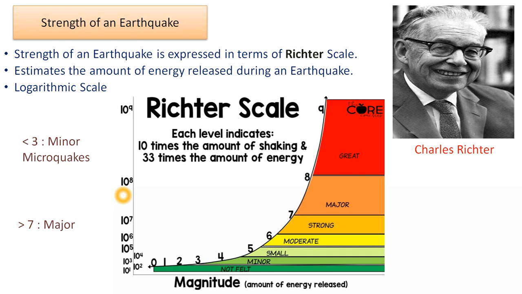So the Richter scale here will tell us the magnitude of the earthquake, and we get that magnitude from the log value of amplitude. This will give us a rough idea about the amount of energy released during an earthquake. So the more the magnitude of the earthquake, the more the amount of energy released, and the more the energy released, the more the destructive power of the earthquake.